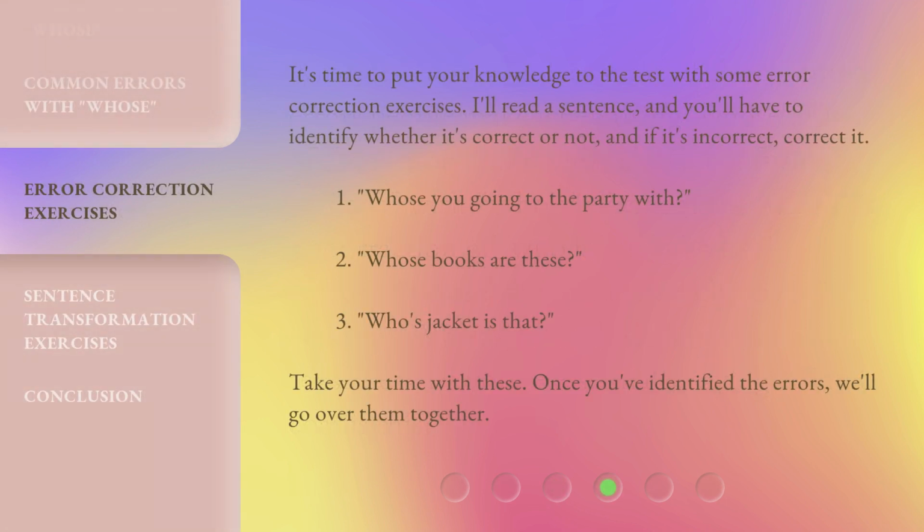It's time to put your knowledge to the test with some error correction exercises. I'll read a sentence, and you'll have to identify whether it's correct or not, and if it's incorrect, correct it. 1. Who's you going to the party with? 2. Whose books are these? 3. Whose jacket is that? Take your time with these. Once you've identified the errors, we'll go over them together.